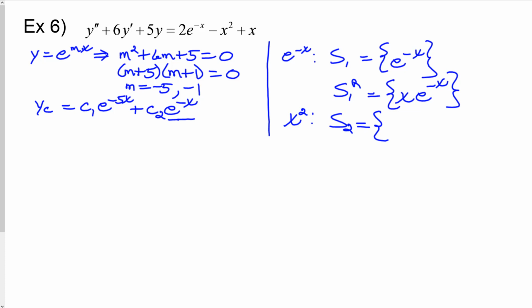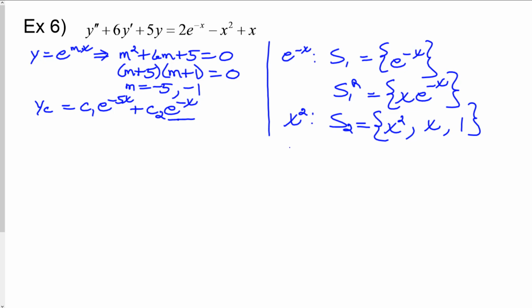So the UC set for x squared has to include the function itself, has to include any function involved in the derivative process. So the derivative of x squared would be 2x, we have to include the x. Derivative of x would be 1, so we have to include the 1. Compare that UC set with y sub c. No overlap exists, so we do not need to revise any of these functions.